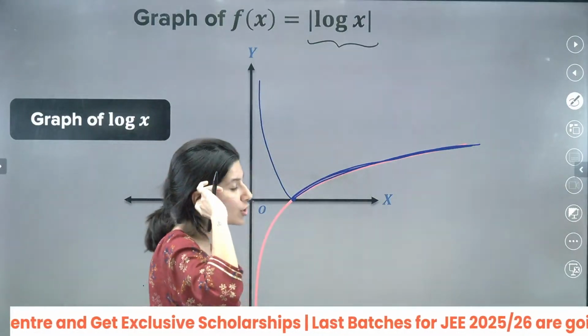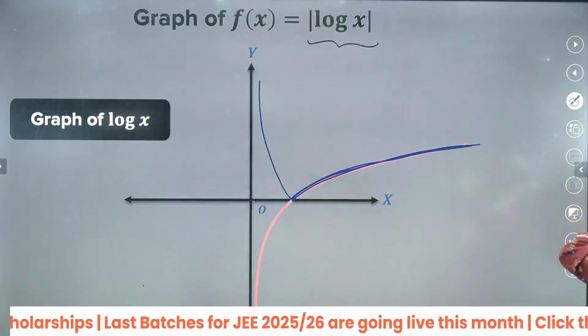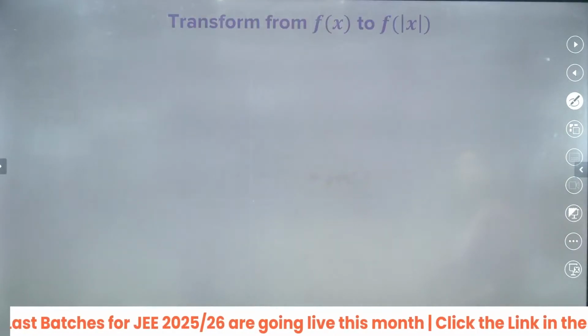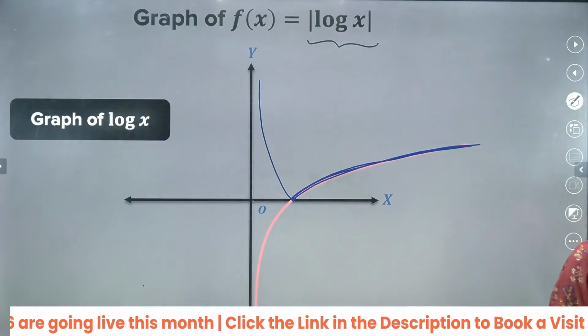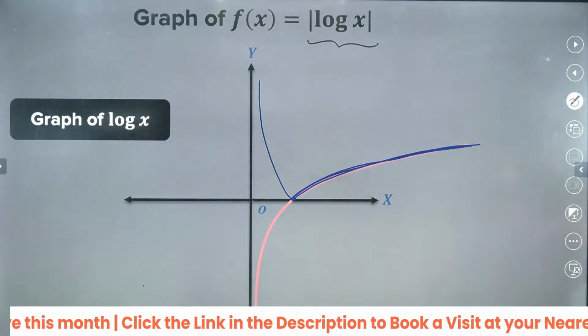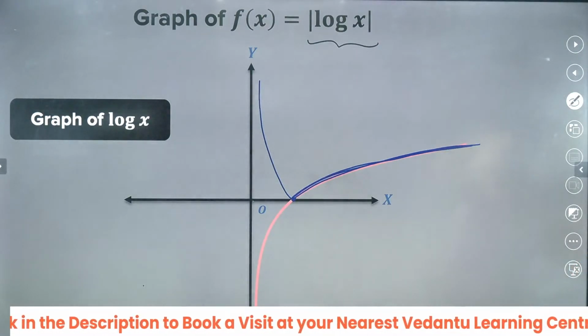And now we need to take the mirror image, so it will look like this. So this blue portion is your mod of log x. The blue colored graph is mod of log x. Check everybody, whose is correct?